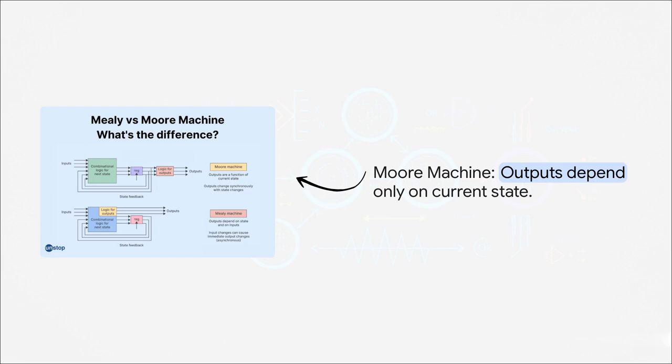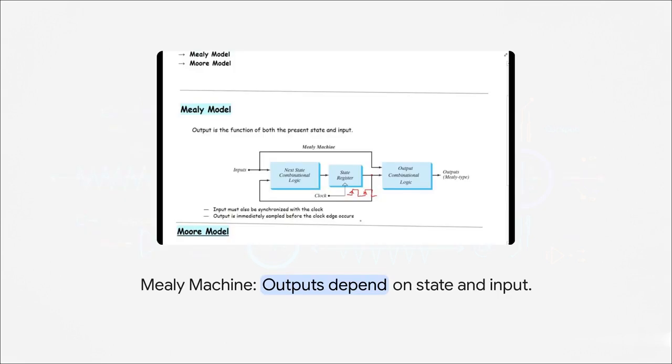It's highly stable, and most importantly, glitch-free. Contrast that with the Mealy machine. Look really closely at the routing here. The output depends on both the present state and the current input directly.